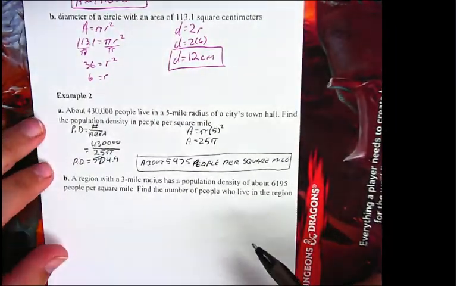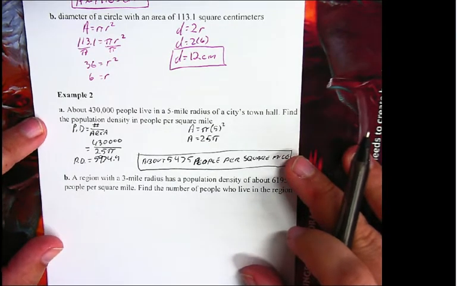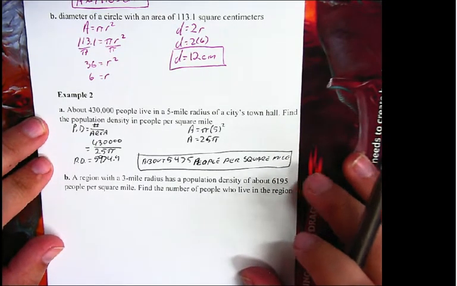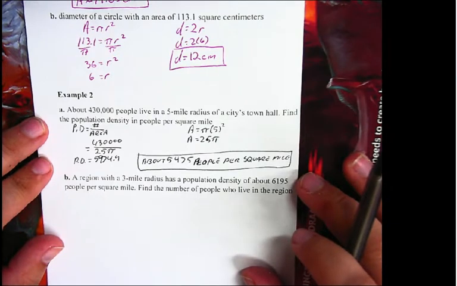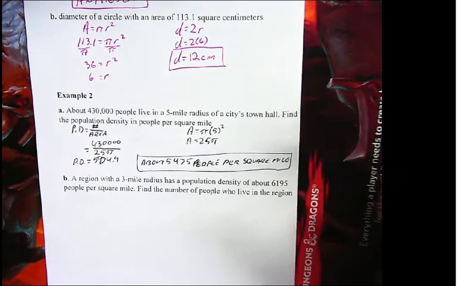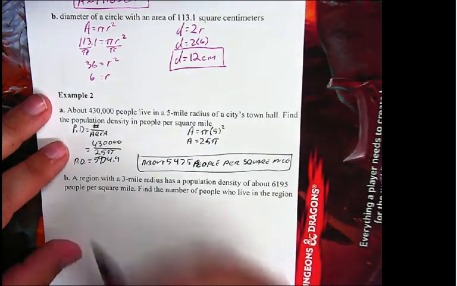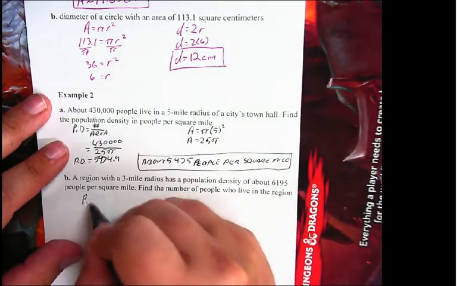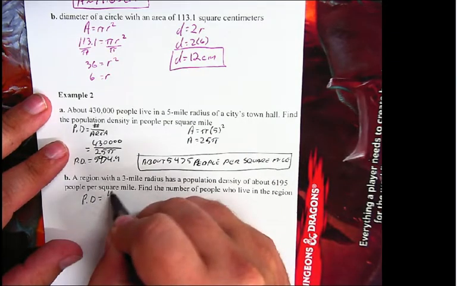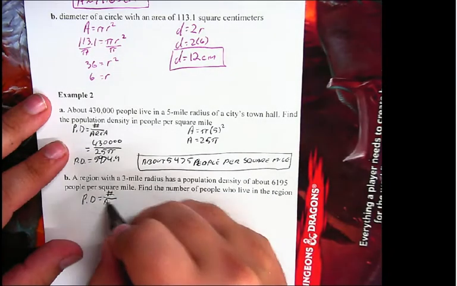Question B. We have a region with a 3-mile radius, and it's got a population density of about 6,195 people per square mile. We want to find the number of people who live in the region. Okay, so we know this is how crowded it is. We want to know how many people are there. So let's write down a formula again. Let's see, we have population density, which equals number of people divided by the area.